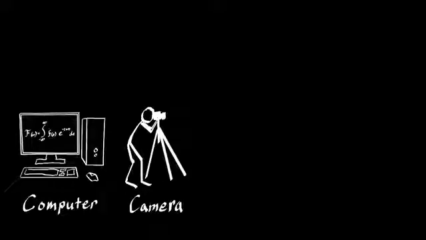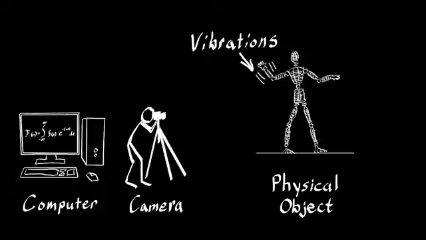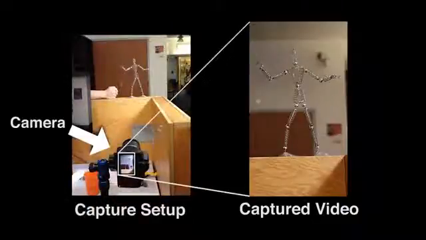And we do this by looking at tiny, almost invisible vibrations in video. So let's use this wire person here as an example. What you see here is actually a freeze frame from a 5-second video we captured with just a regular camera. And for reference, here's a video of us capturing that video.